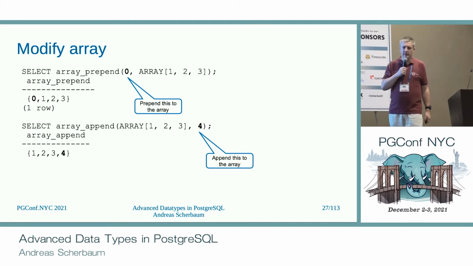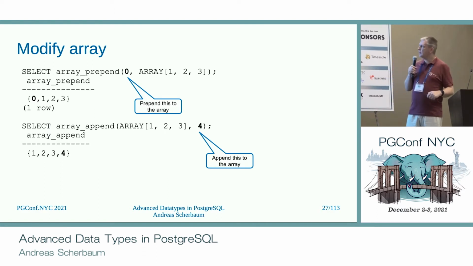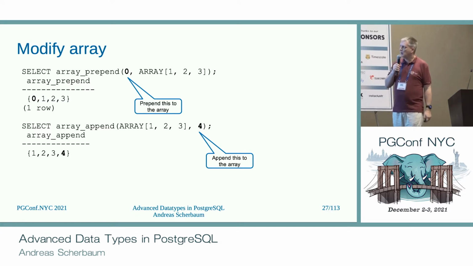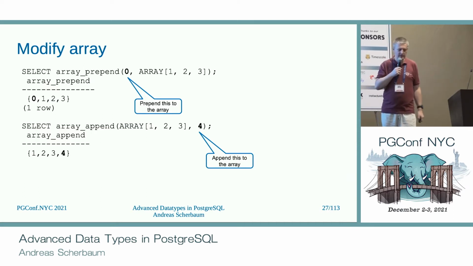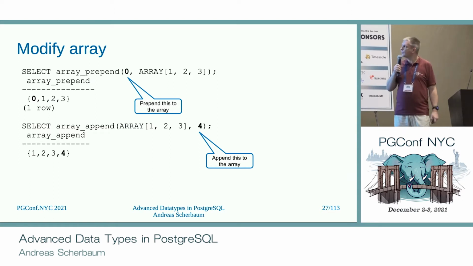You can modify arrays, so you can just add data, delete data, whatever from arrays. We have array_append and array_prepend. Prepend obviously puts something on the beginning of the array, and append something at the end. And you see my result here, I have a 3 array value, and I prepend a 0 here, I append a 4 here, and I end up with the expected result. Quite easy.